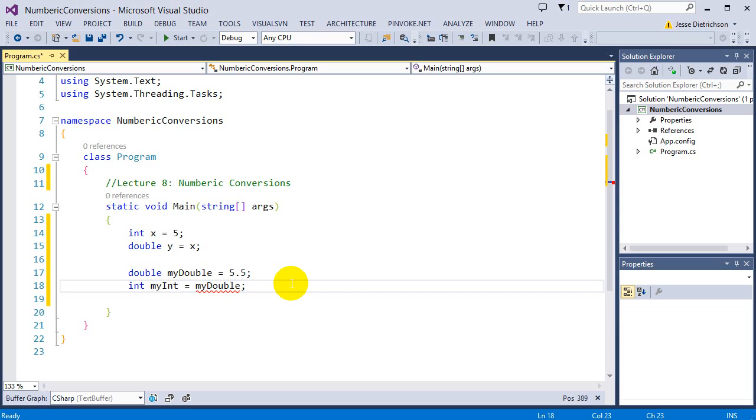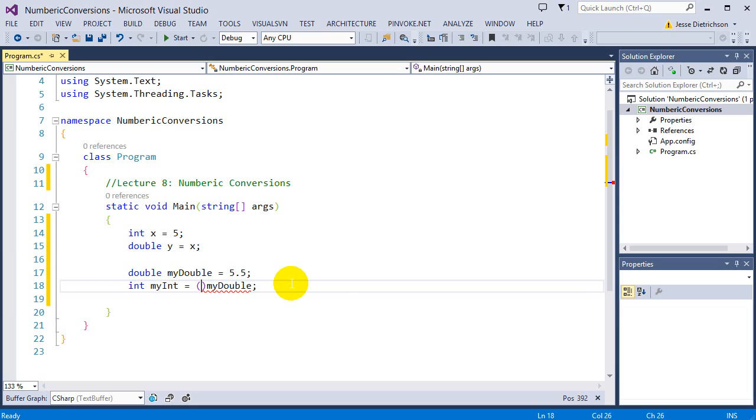So the error is there giving us a warning saying you're going to lose some data with this conversion. But if you're okay with that, then tell me you're okay with it. And the way you tell me is by casting. The way we perform a cast is we use parentheses before the variable, and inside the parentheses you put what you're trying to convert to.